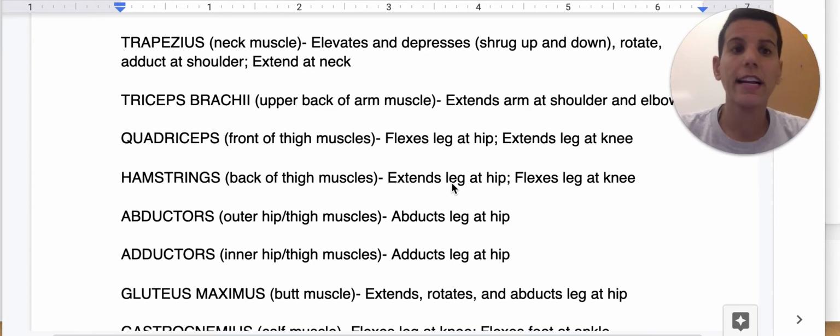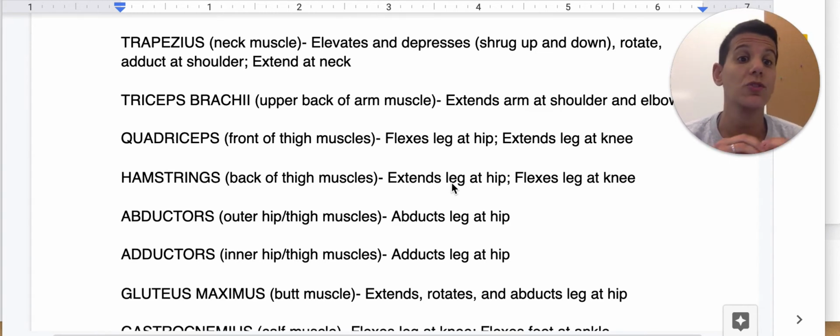It's kind of hard to do on a video screen, which is why when we get back into school, we're definitely going to go way more in depth with this. Your quadriceps, which are all the muscles in the front of your thigh, allow you to flex your leg at your hip and extend your leg at your knee.